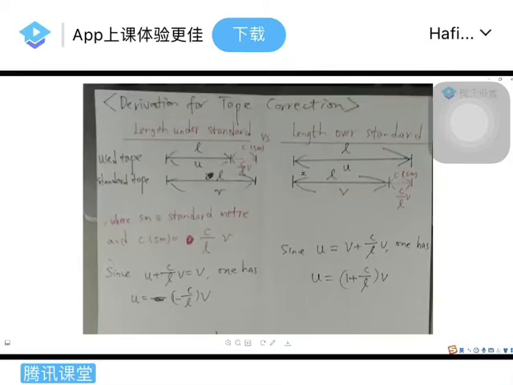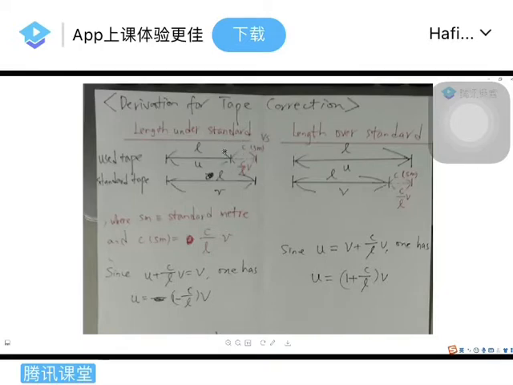The good thing about this one is I don't really need to have a standard tape in my hands. Normally you don't have one. But once I know the relationship, I know the difference, this C. This C you can normally get from the company. If they produce this kind of standard tape, they might tell you under which temperature it might elongate by how much. So they'll give you this C.